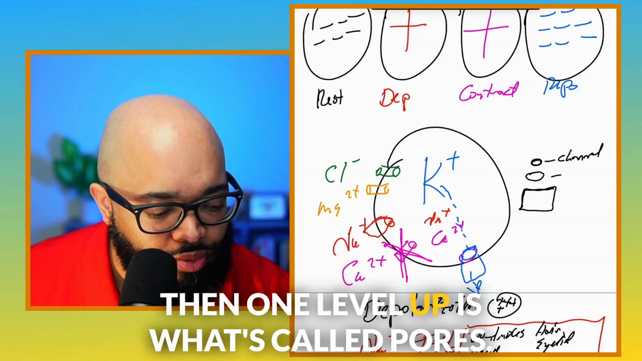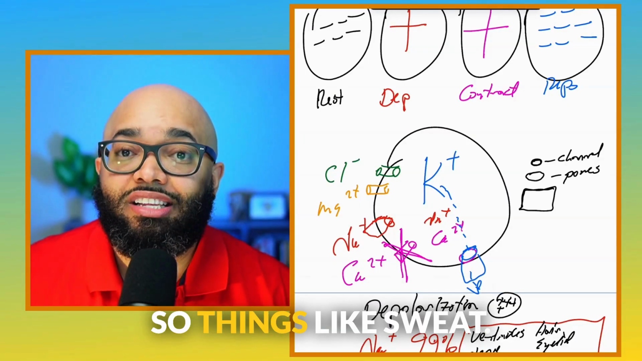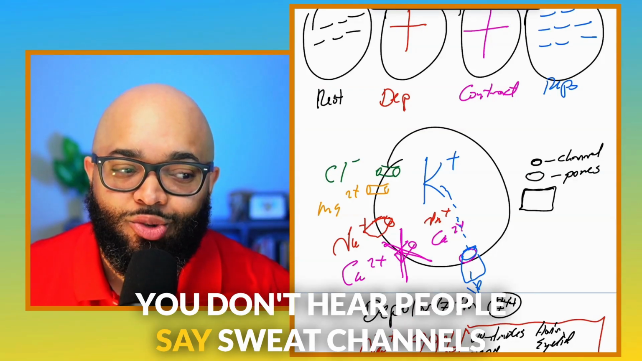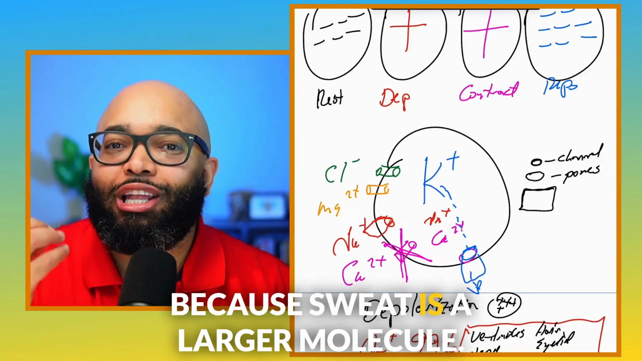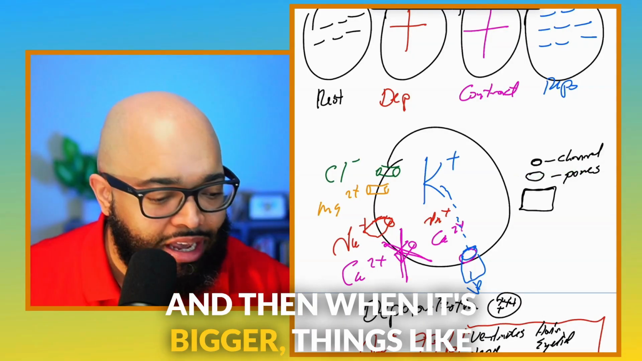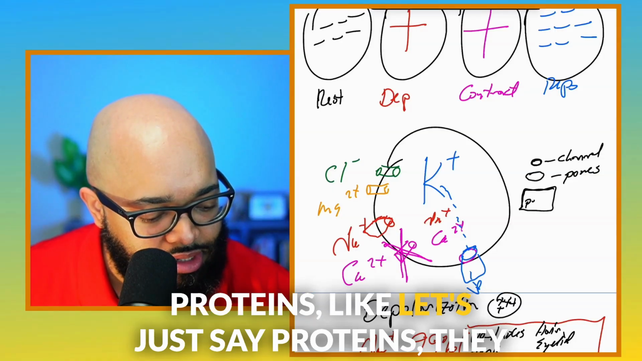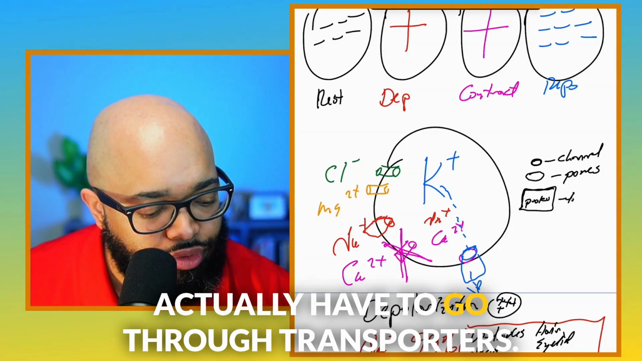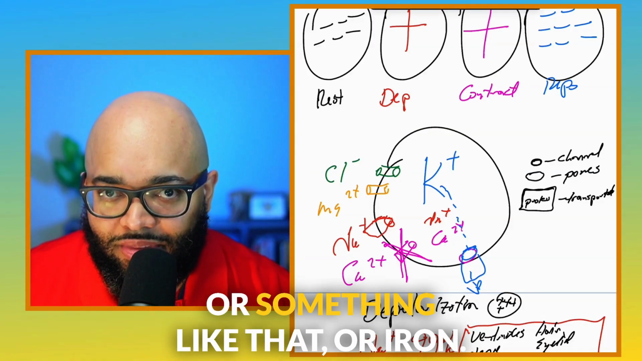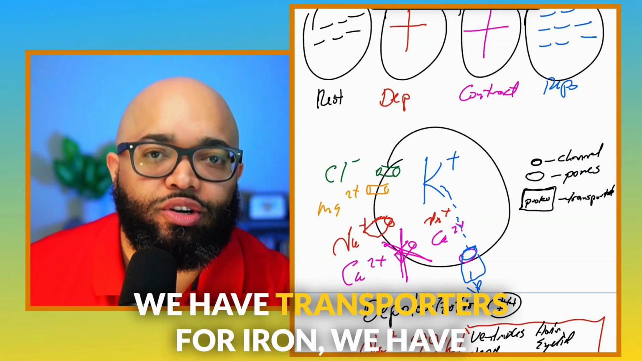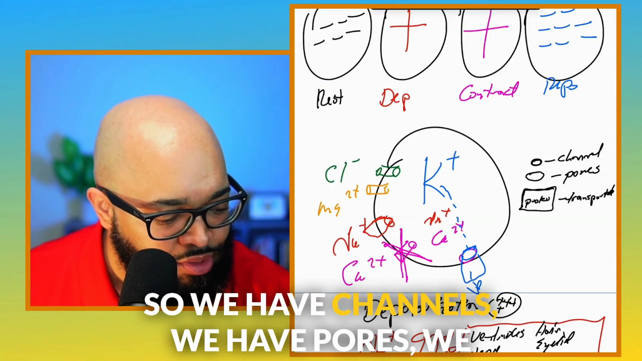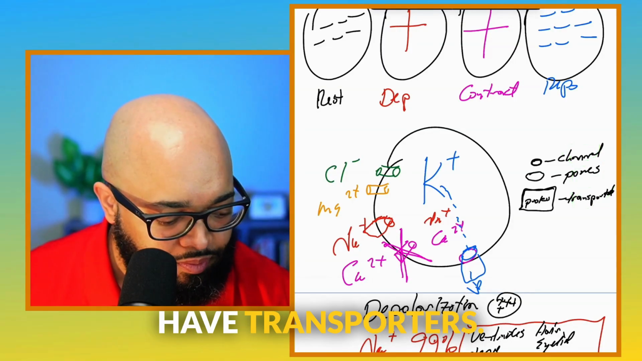Then one level up is what's called pores. So things like sweat. That's why we have sweat pores. You don't hear people say sweat channels because sweat is a larger molecule. So sweat has to go through pores. And then when it's bigger things like proteins, they actually have to go through transporters. Like for instance, albumin or iron. We have transporters for iron, we have transporters for albumin, things like that. So we have channels, we have pores, we have transporters.